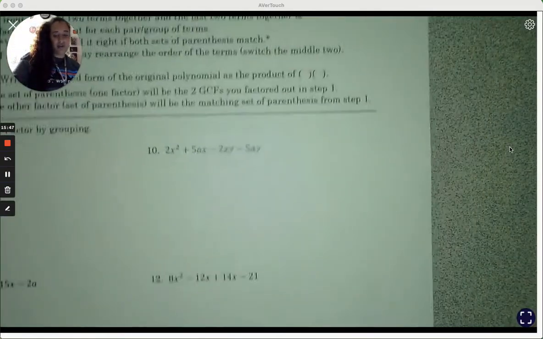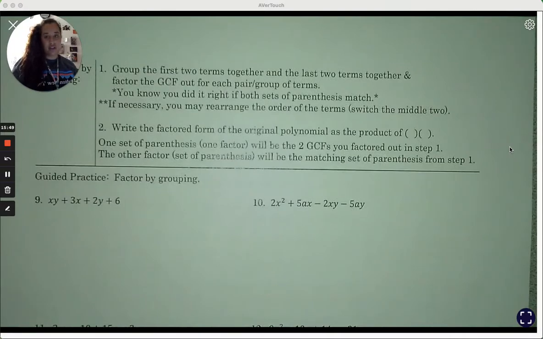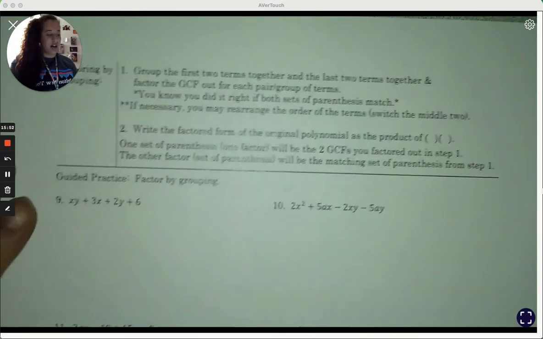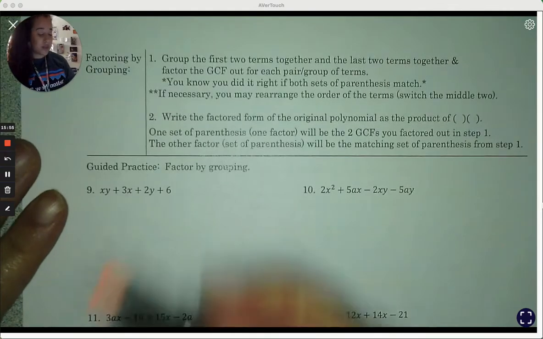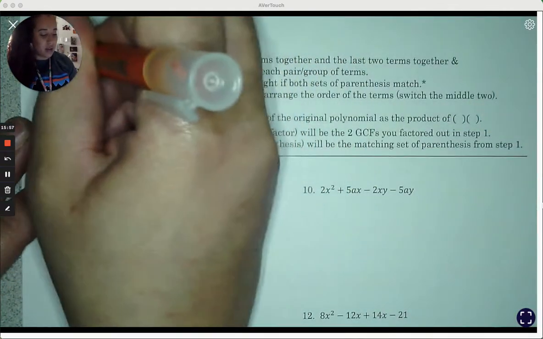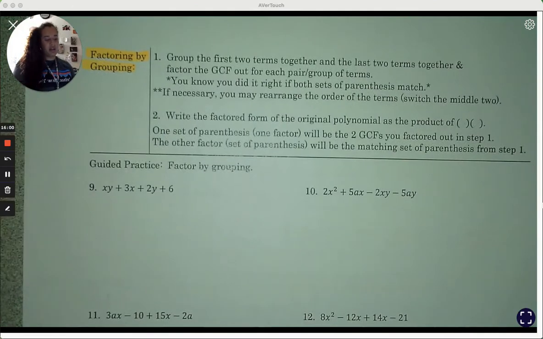So factoring out a greatest common factor is one way to factor a polynomial, or a trinomial, because there's 3 terms. The other way that we can factor a polynomial is this idea of factoring by grouping. So what we do is we group the first 2 terms together and the last 2 terms together. So we literally put parentheses around the first 2 terms and parentheses around the last 2 terms. And then we find the greatest common factor of the first set of parentheses, and then we'll find the second greatest common factor in the second set of parentheses.